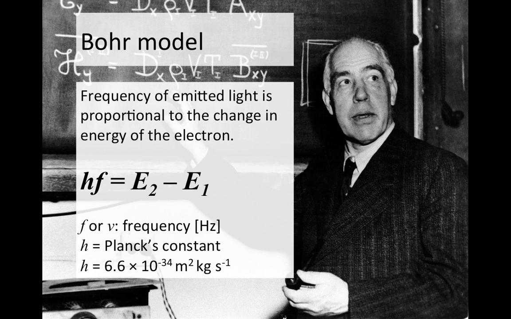So the electron changes energy, goes down energy levels, it loses energy, and it will emit light. And to give it the modern form of the equation, hf equals E2 minus E1. So f, or nu, equals frequency measured in hertz. h is Planck's constant, which is 6.6 times 10 to the minus 34 meters squared kilograms per second. Don't have to remember that, it's in your data booklet.